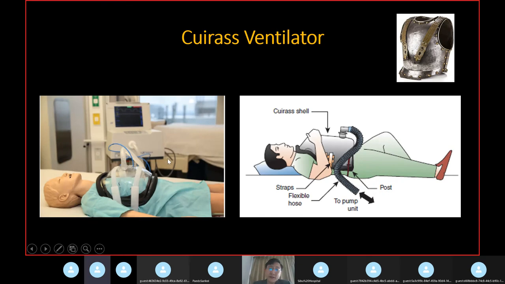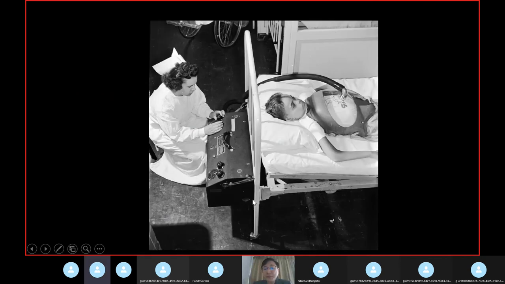What the cuirass does is concentrate the negative pressure only within this chest wall. So from here, this is a more concentrated area rather than the whole body. They create negative pressure and positive pressure. Hence, it will suck in air through this mechanism.